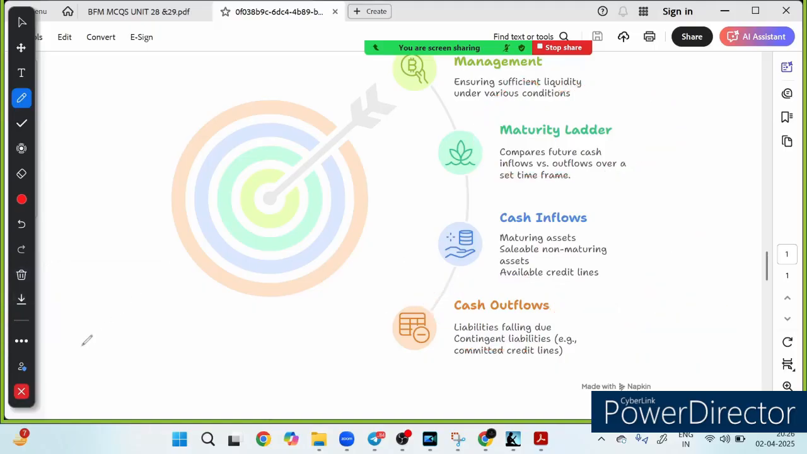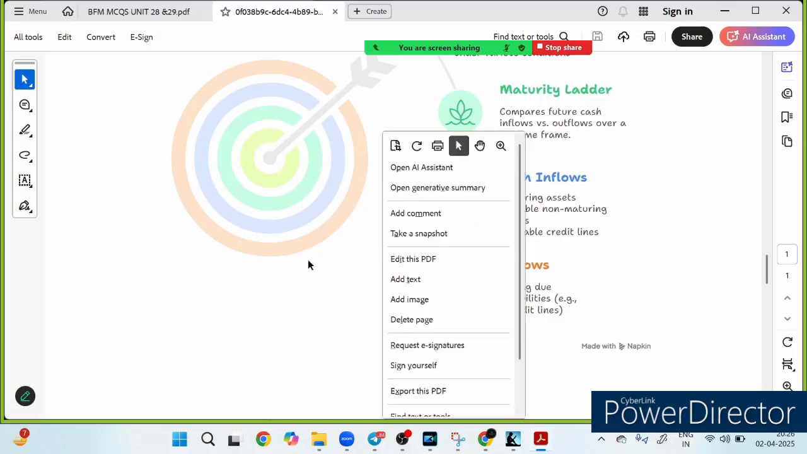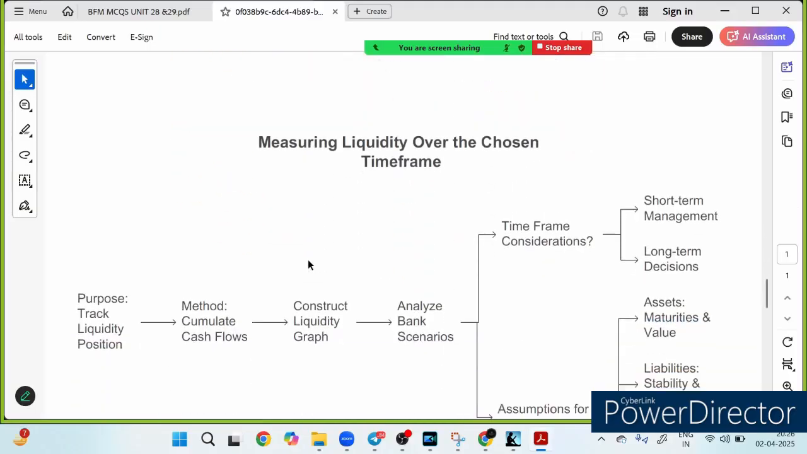So in the flow approach, we use a very important tool that we call the maturity ladder approach. Just now we talked about the stock approach, and we have talked about the flow approach. Now let's see this particular table. So let's talk about it.